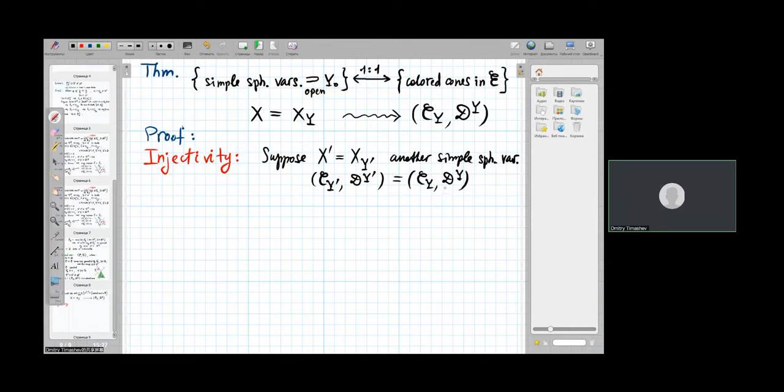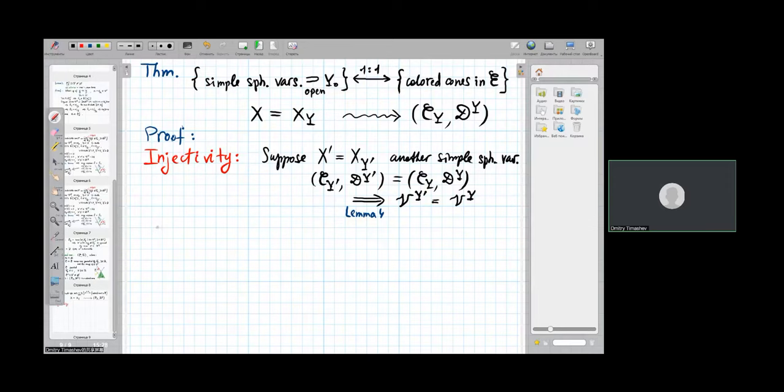We want to prove that these varieties X and X prime are actually isomorphic. First, observe that this equality of colored cones implies, by Lemma 4, that the sets V over Y prime and V over Y are the same, because this set is recovered from the colored cone, as Lemma 4 explains. Now, since both X and X prime contain one and the same open G orbit Y naught, there is a G equivariant birational map, which extends the identity map on Y naught.